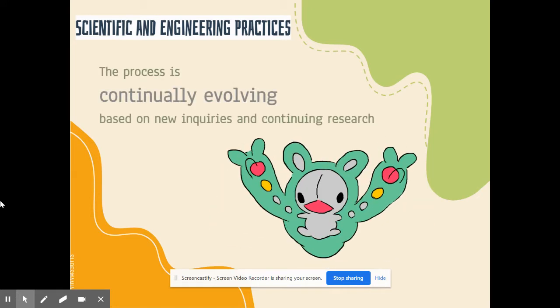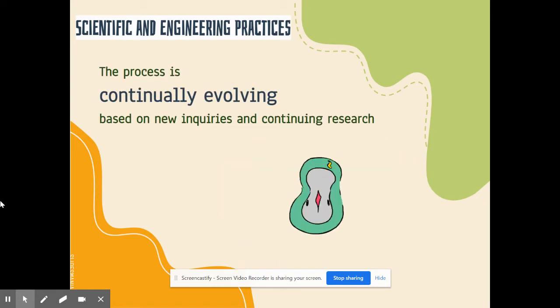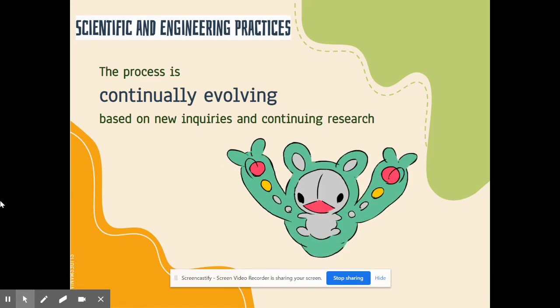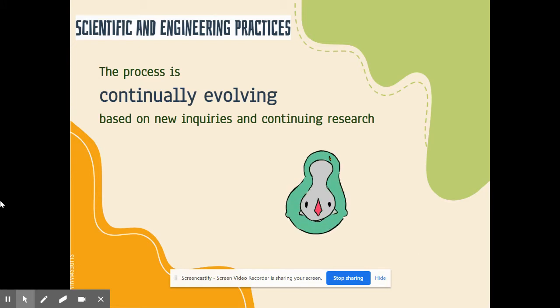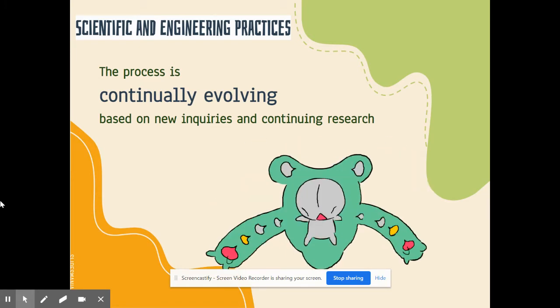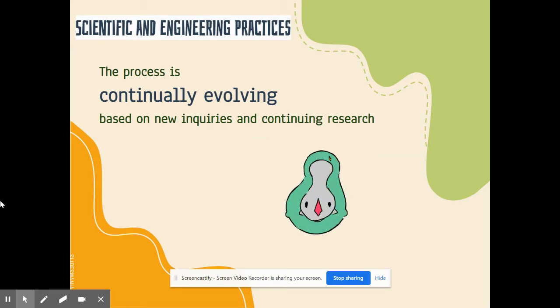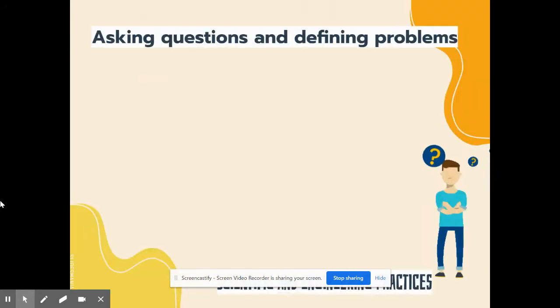This process is continually evolving, based on new inquiries and continuing research. A lot of new products and new experiments come about because people inquire of food scientists. They have an idea and they want to know if that idea can become a reality. So, asking questions and defining problems is how all of these experiments start.